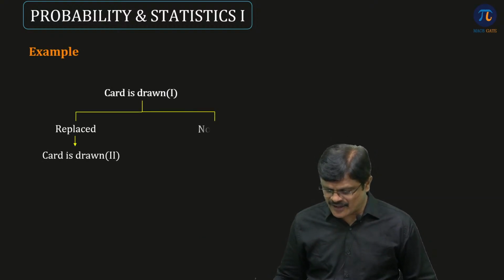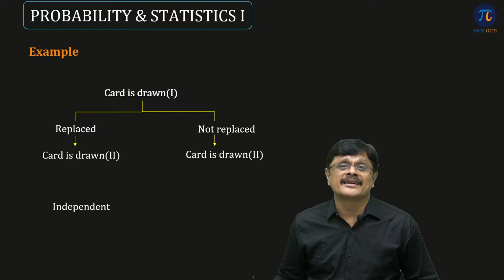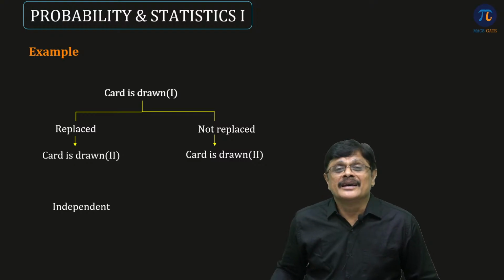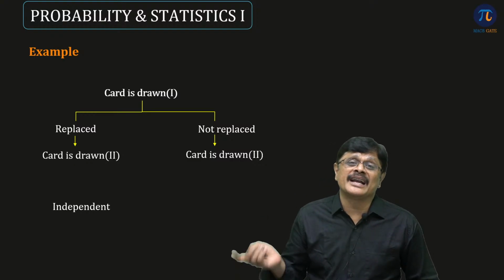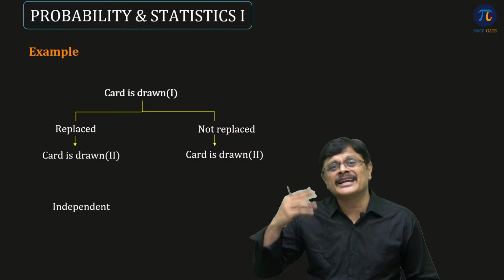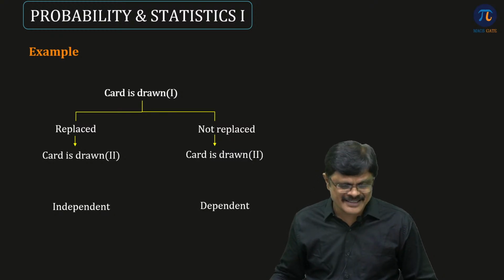So when cards are drawn with replacement, they are independent events, and when cards are drawn without replacement, what happened in the first draw definitely affects what happened in the second draw. It subsequently affects the next draws also. So the events become dependent events. Please note this point.